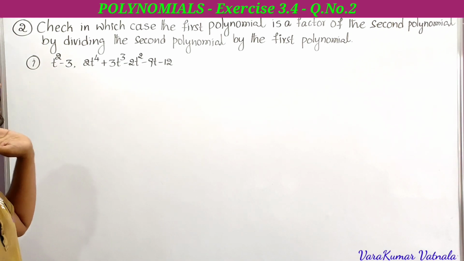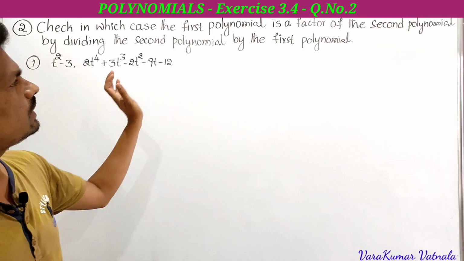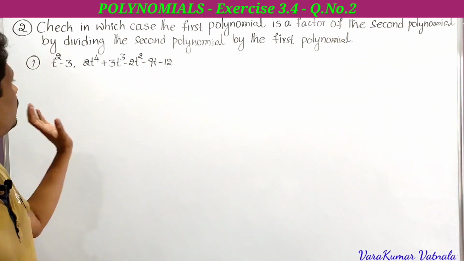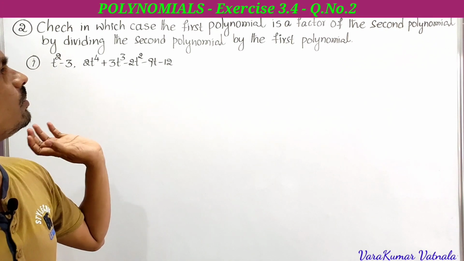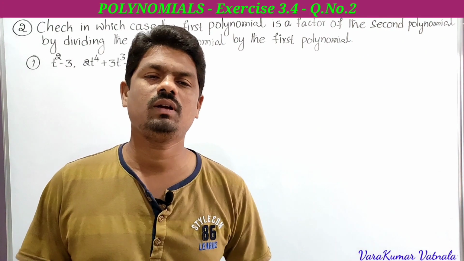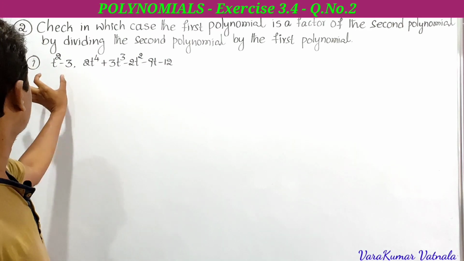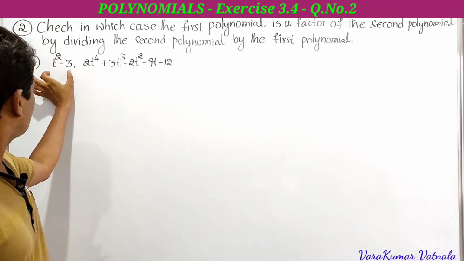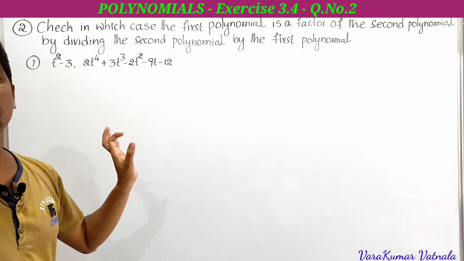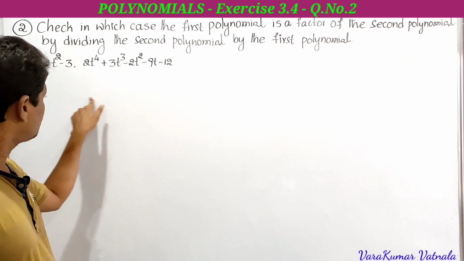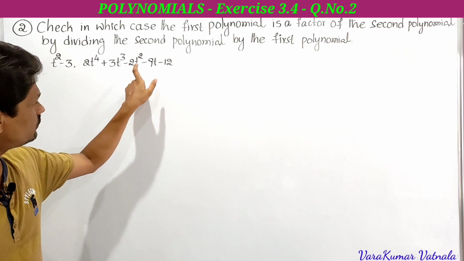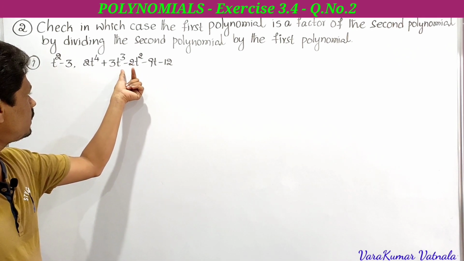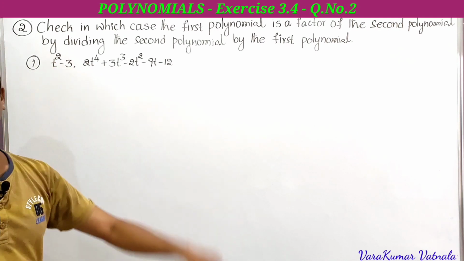Check in which case the first polynomial is a factor of the second polynomial by dividing the second polynomial by the first polynomial. So here two polynomials are given. This is the first, this is the second. Check whether the first polynomial is a factor of the second polynomial by dividing the second polynomial with the first polynomial.